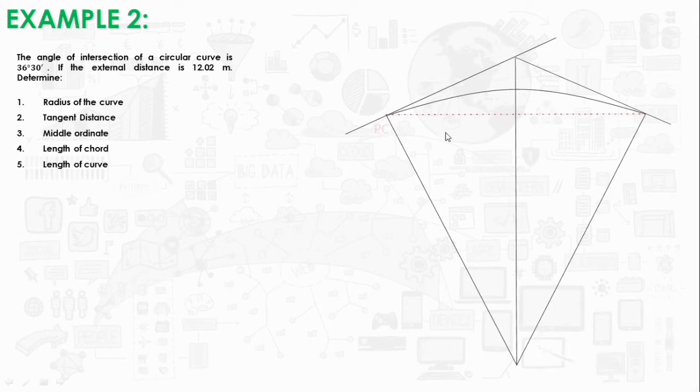Then we label it as point of curvature, point of tangency, point of intersection, our radius, two radii, the tangent distance, the external distance, the middle ordinate, L over 2, the half length of chord, and the length of chord. And also given is the angle of intersection I, and the same with the central angle. And this is half of the central angle or half of the angle of intersection.